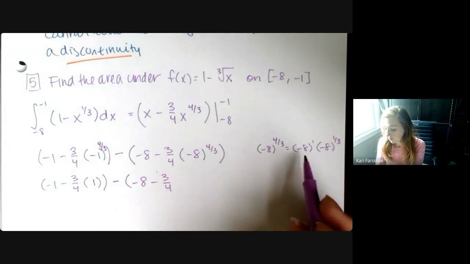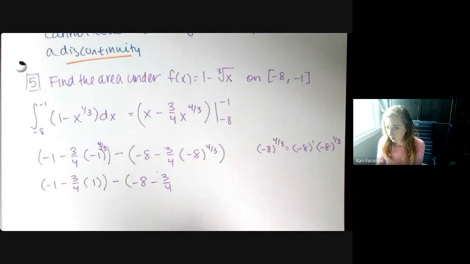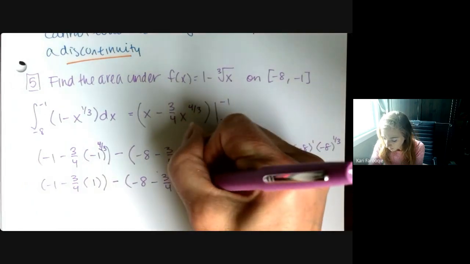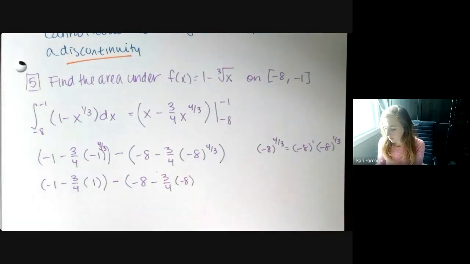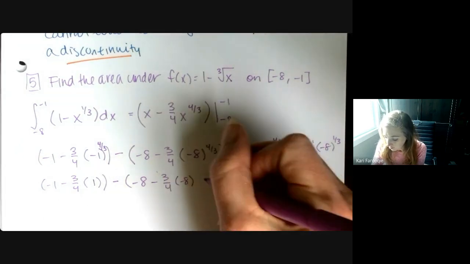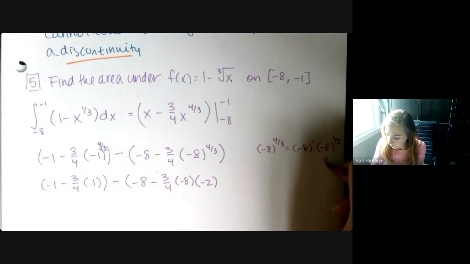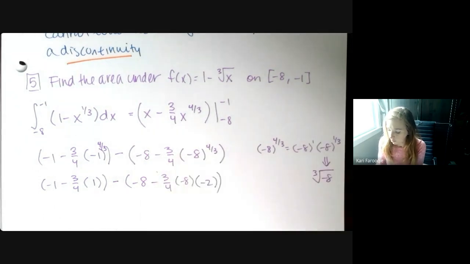So if the base is -8, 1 and 1/3 will get me to 4/3. So we can turn this into -8 to the 1st, which is -8. And then -8 to the 1/3 is just the cube root of -8, which is -2. That's where that comes from.